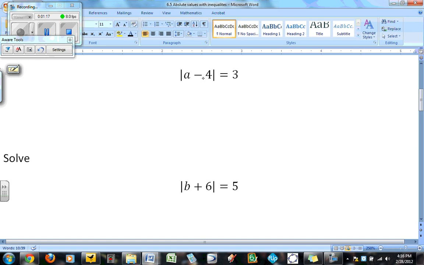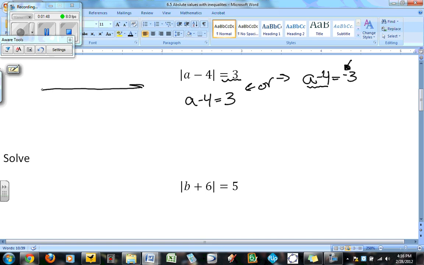So inside of here, A minus 4 has to equal 3, or, what we found out earlier, the inside had to equal negative 3. There's two answers in that case, so we have two cases. The first case is where we leave this alone. It's going to be a distance of 3. Or the inside has the negative distance, the opposite distance, going in the other direction. A negative sign just denotes direction.